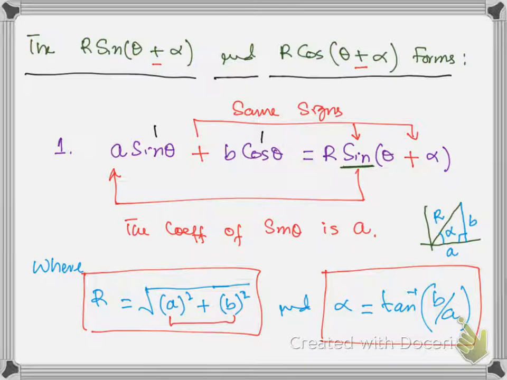Let's start the lecture. The r sin theta plus minus alpha and r cos theta plus minus alpha forms. Number 1, when we have a sin theta plus b cos theta, it's important that when we have a plus sign here, then we must have the same sign here. So when we have plus here, then we have plus here. That means same signs are used when we have r sine. This is very important. When we have sine here, then we have same signs.